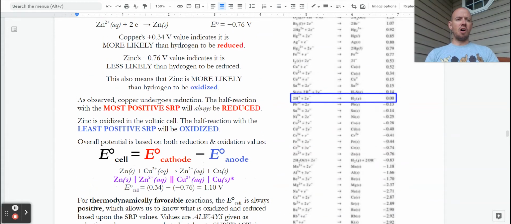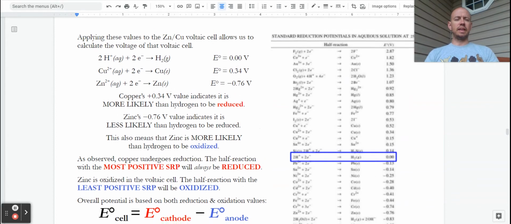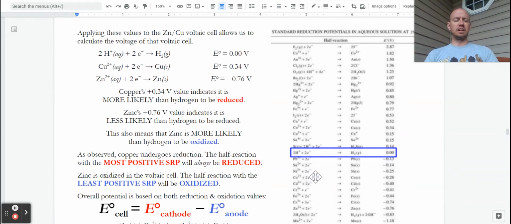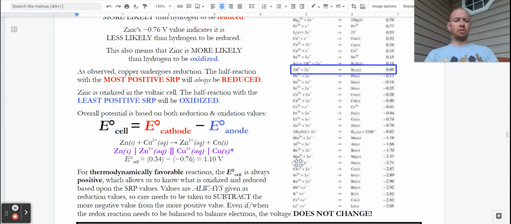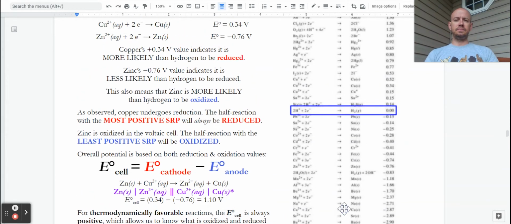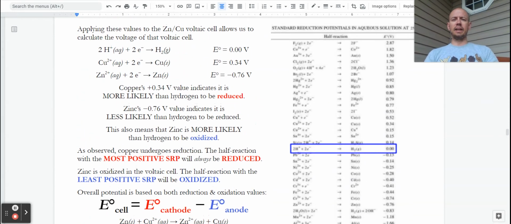And notice these are all reduction, so we can compare them all in terms of their ability to gain electrons. They either gain better than hydrogen ions do, or they gain worse. For these that are worse, we would think of them as not wanting to reduce, or more simply, things that do want to be oxidized. So if we come back here and we look at zinc and copper, right there is our hydrogen.